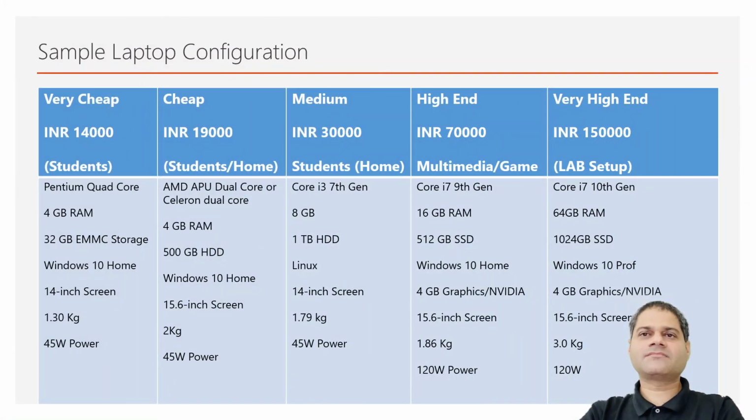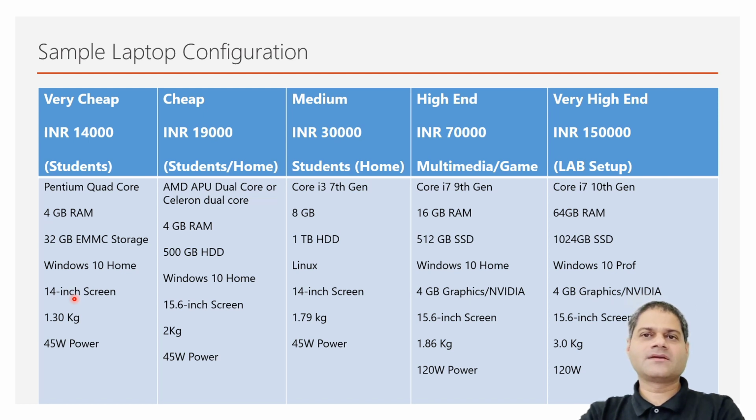Now I'm giving you some sample x86 laptop configurations. You can use them as a reference while deciding to buy a laptop online from Amazon or Flipkart, or offline from your local computer store. Option 1. Very cheap and affordable laptop with a quad-core processor, 4GB RAM, 32GB eMMC storage, Windows 10 Home. This is fine for students who take online classes. It costs around 14,000 Indian rupees.